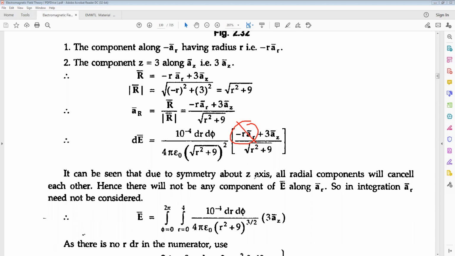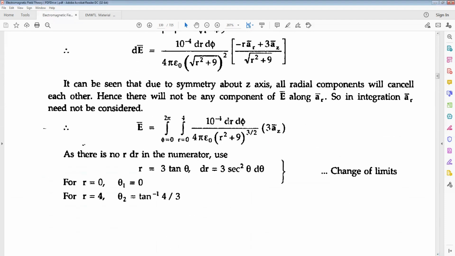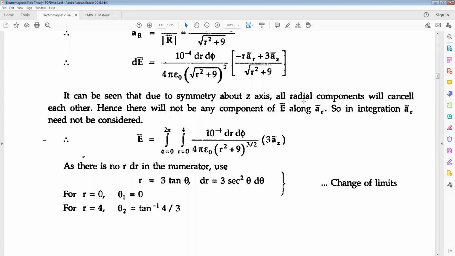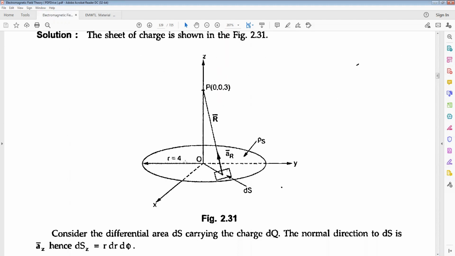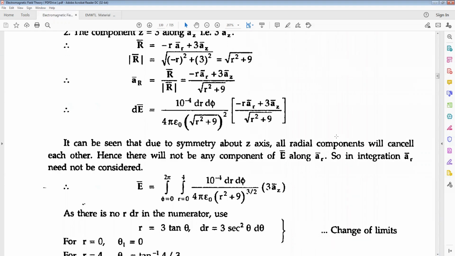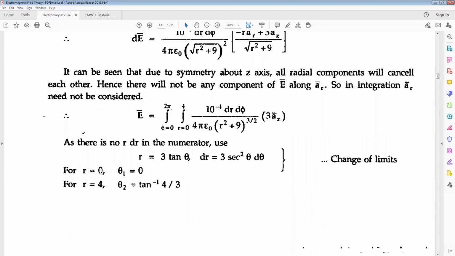It can be seen that due to the symmetry about the z-axis, all the r terms will cancel each other, as there will not be any component of E bar along the r bar. Okay. Simplify the expression: in the integral, dr varies from 0 to 4 only, because it is given that the radius is 4, and phi varies from 0 to 2 pi, 360 degrees. So dr and d phi.